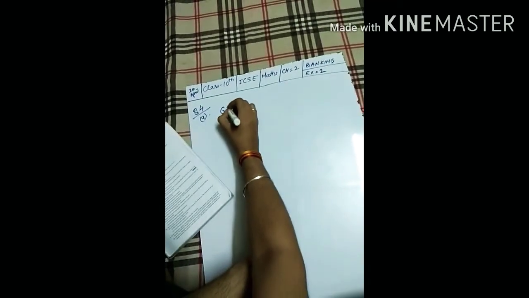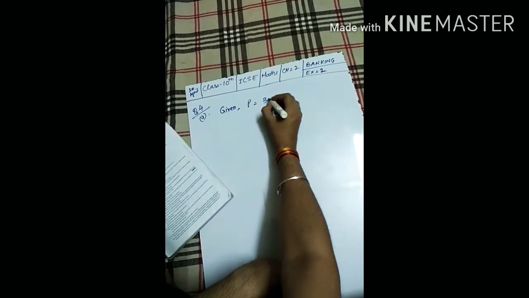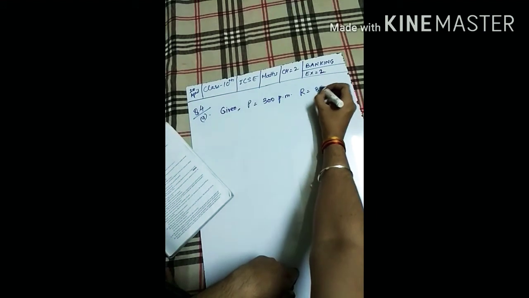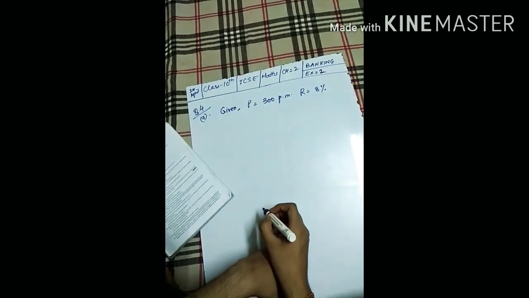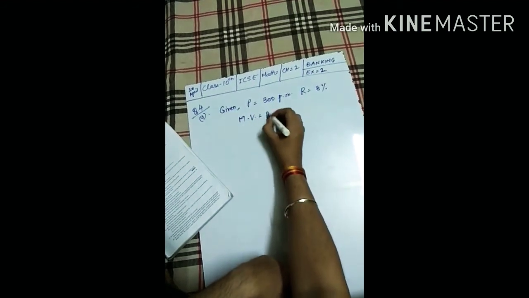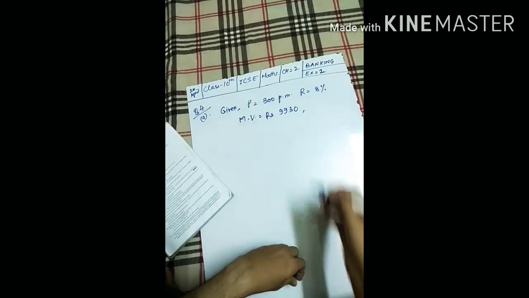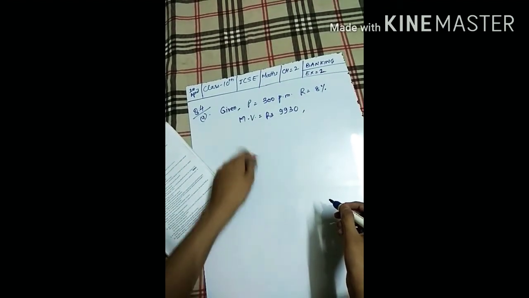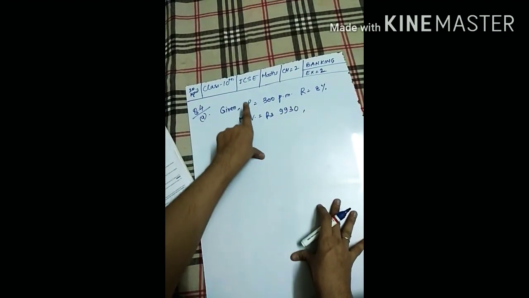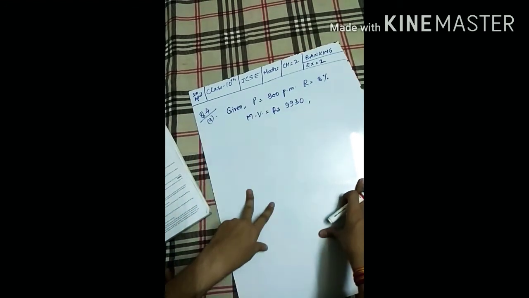Given, P is 300 per month. Rate is 8%. And the maturity value is given as rupees 9,930. We have to find the period, that is, after what period he gets the maturity value as 9,930. Principal amount is 300 rupees per month, rate is 8%. Okay, let us start.